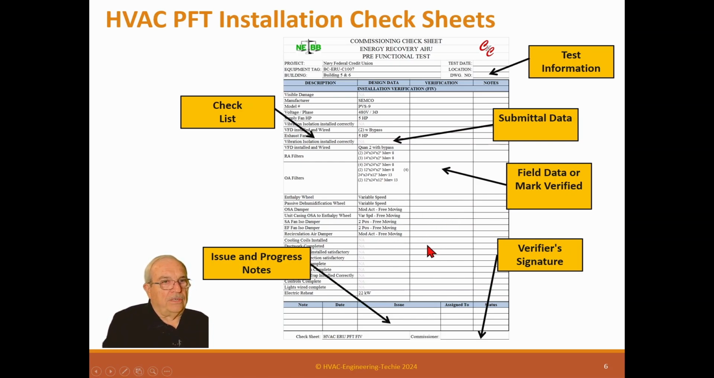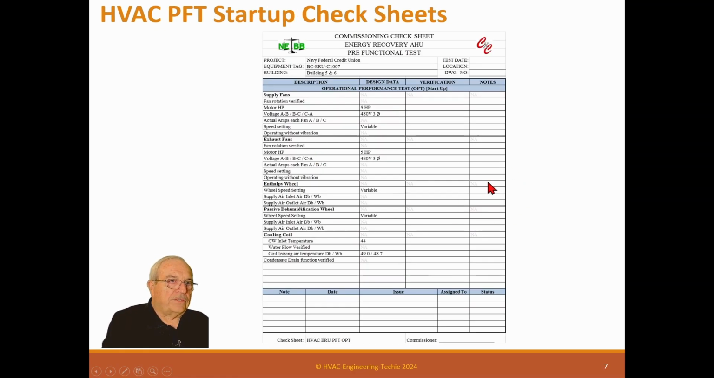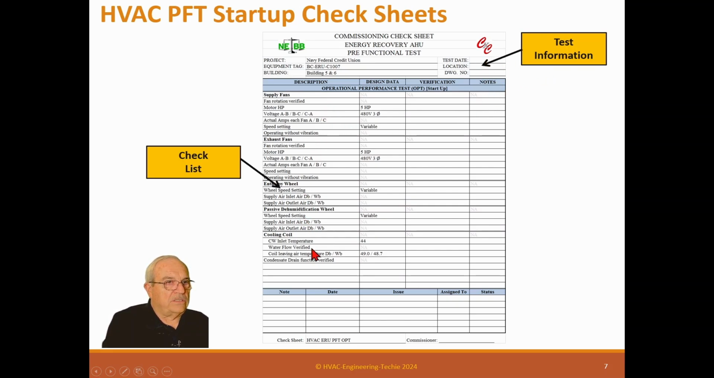The only problem with the online systems is a lot of them force the contractor to a pre-built list, which is not good, because every project is unique and should have unique check sheets for it. This again is a startup check sheet, and again it has the test information over here, the date, stuff that did that. It has the checklist. This is everything that's going to be checked in the startup. Now this is not telling the guy how to start it up. It's just collecting the data at different stages in the startup or for different components in the startup.